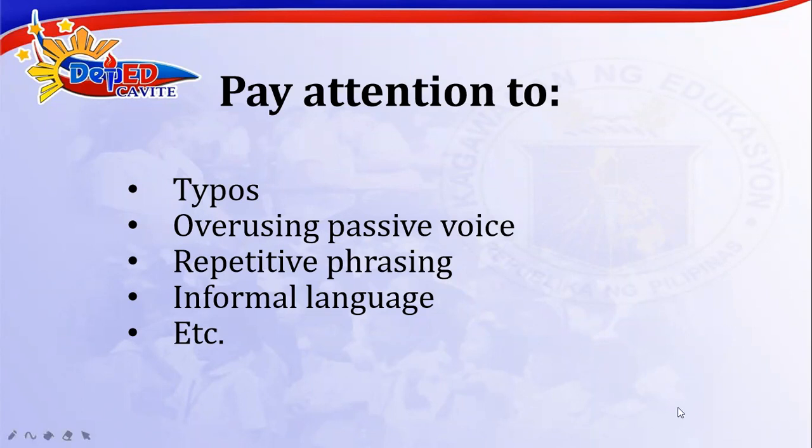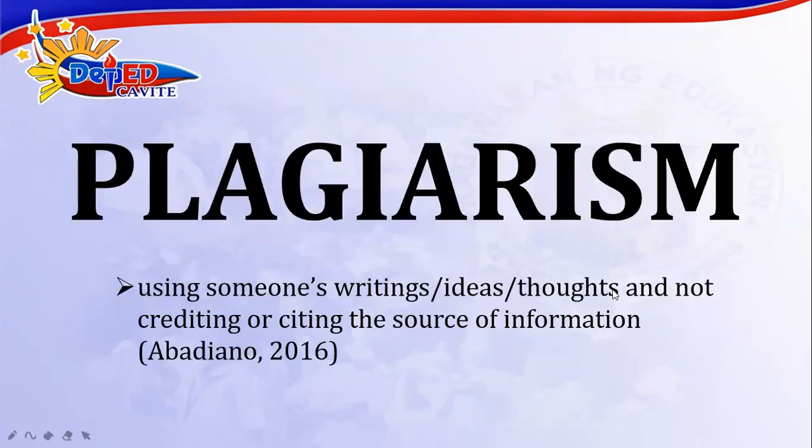Ito na yung kinatatakutan ng mga researchers, bago man or bihasang manunulat or mananaliksik. So ito yung tinatawag nating plagiarism. Ang plagiarism na kung saan hindi natin ina-acknowledge or hindi natin kinikredit or sinasite yung source of information natin. So Abadiano 2016, plagiarism: using someone's writings, ideas, thoughts, and not crediting or citing the source of information.